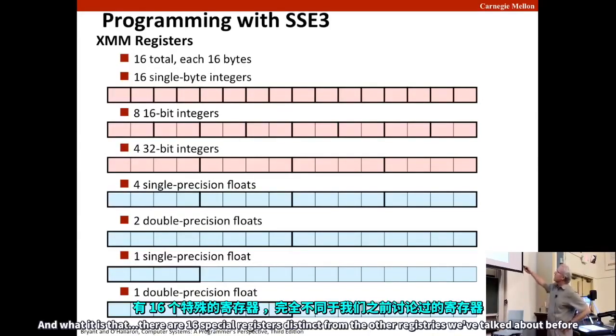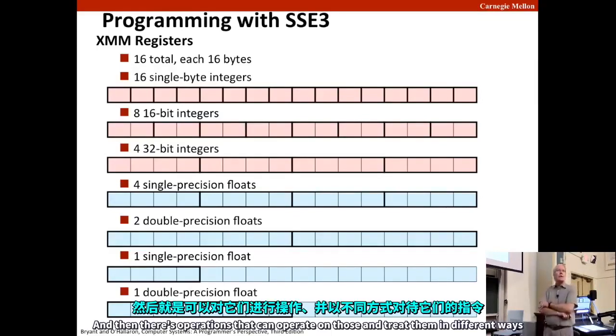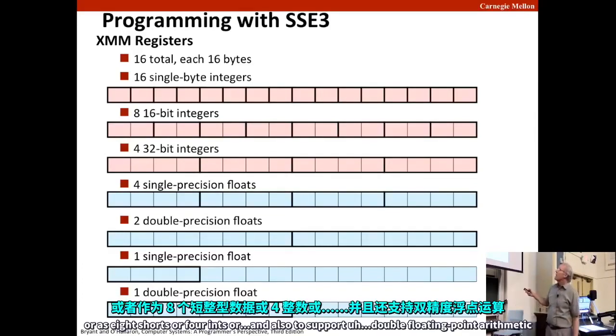There are 16 special registers, distinct from the other registers we've talked about before, each of which has 16 bytes. And there are operations that can operate on those and treat them in different ways. One is to treat such a register as an array of 16 chars, or 8 shorts, or 4 ints, and also to support double floating point arithmetic.